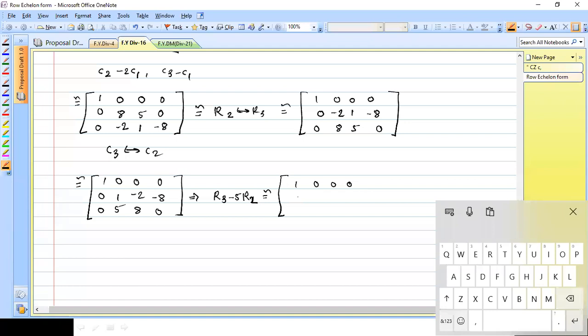So I'm going to write down R1 as it is, R2 also as it is, -8. Now R3 and R2 both are 0, so you are getting 0 here. Here 5 minus 5, so this is also 0. What is next here? 8 plus 5 twos are 10. What are you getting?